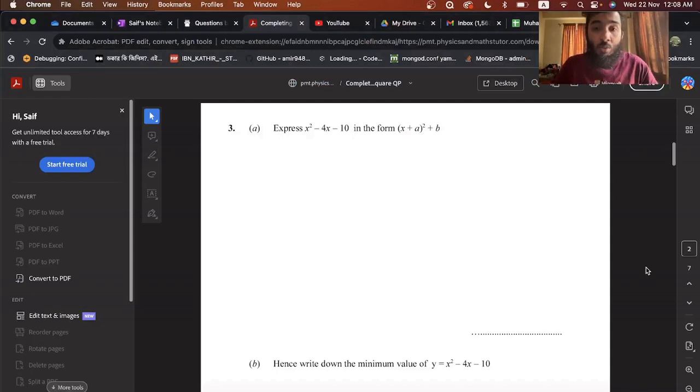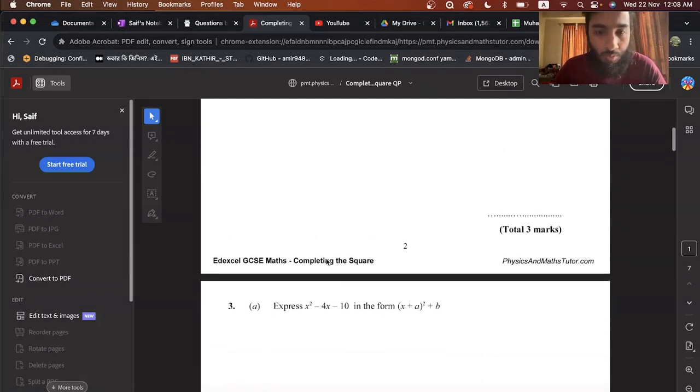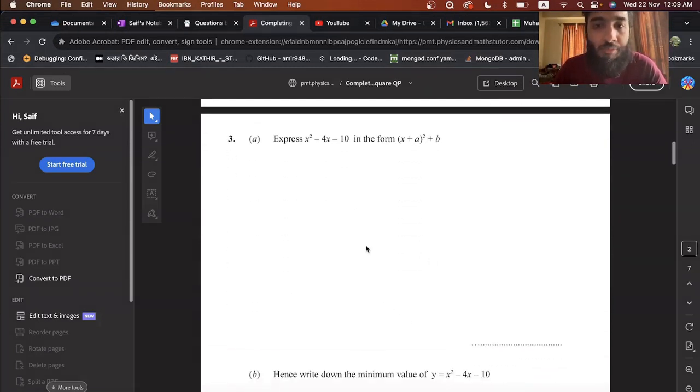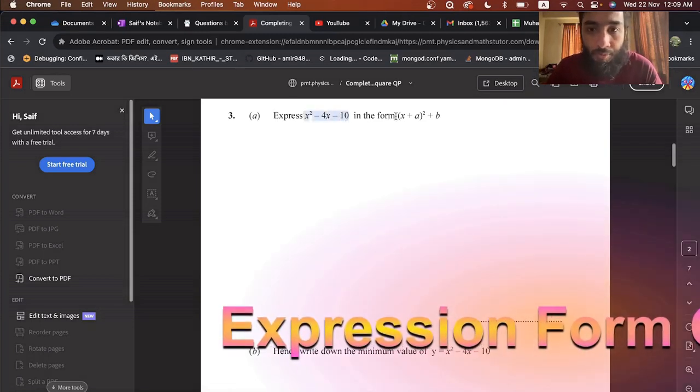Hope everyone is well. So we're going to continue from where we left last time. As you can see, we have already solved 1 and 2. So I'll go to 3, which is a slightly different type of problem. If you look at the first part, which is A, express this expression in the form of this.